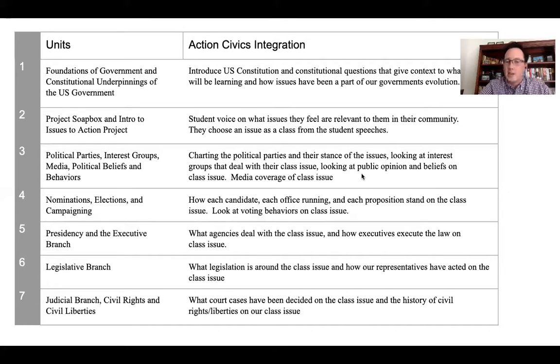Then we look at how the candidates and the people that are running for office and each proposition stand on that issue. We look at voting behavior on that issue. And then I talk about the agencies, and what agencies within the executive branch deal with that issue, and how the president or the executives execute laws around that issue.